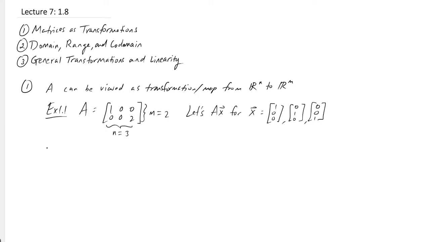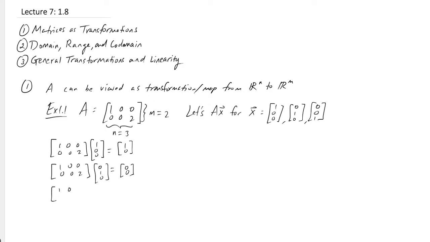All right, so we'll look at this product. A times (1, 0, 0). Remember, this is the definition of matrix vector multiplication. 1 is the weight on the first column, and then there's 0 weights on the other columns. So that's what that first product looks like. The second product is going to select the second column, and that's going to be the 0 vector. And then the last product selects the last column of A. So we'll get (0, 2).